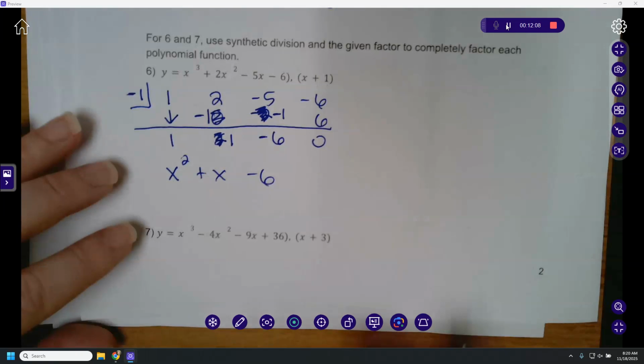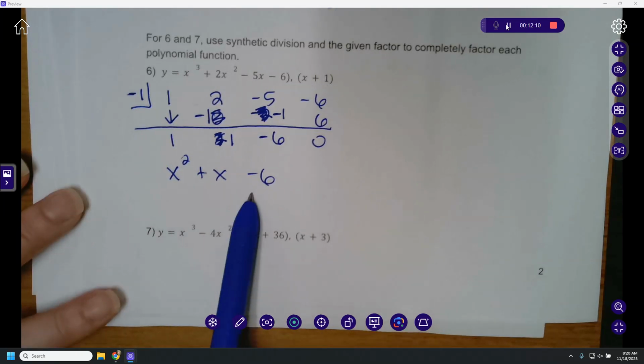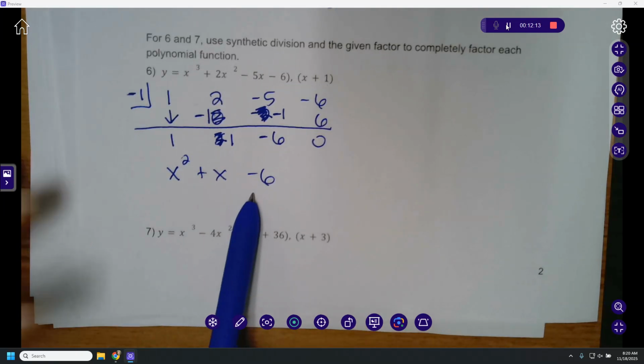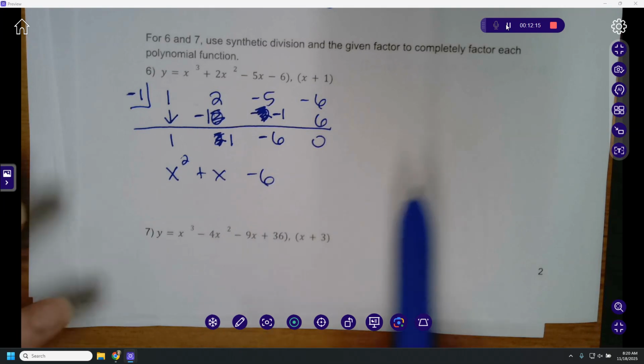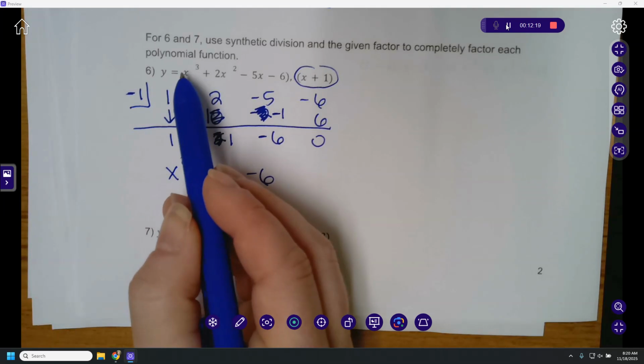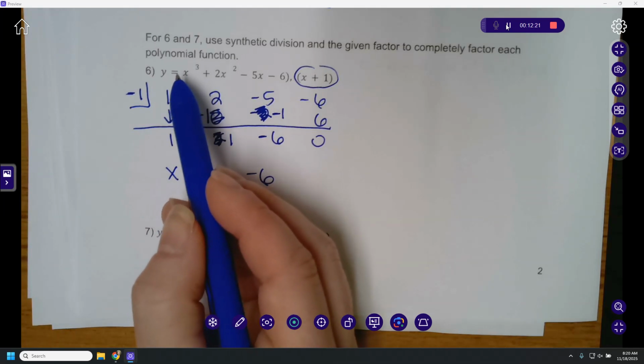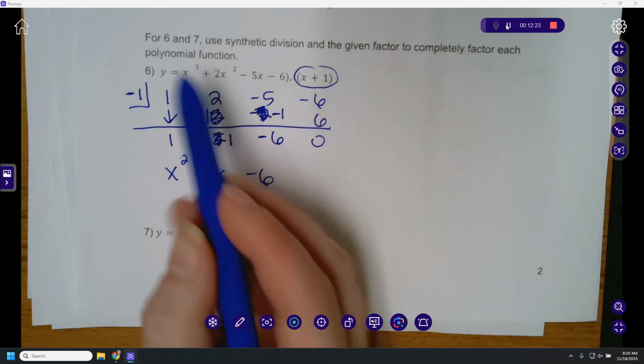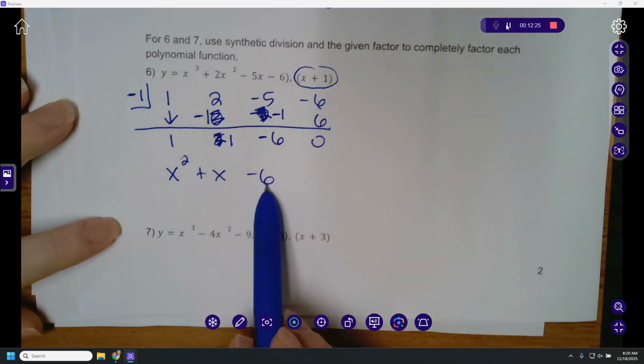Okay, let's just do a quick check-in. Did you get what I got? All right, so now we know x plus 1 is one of our factors. Because this is degree 3, it's possible to find 3 factors. We'll talk about that a little more next week. So what I'd like us to do now is take what we have left and keep going.